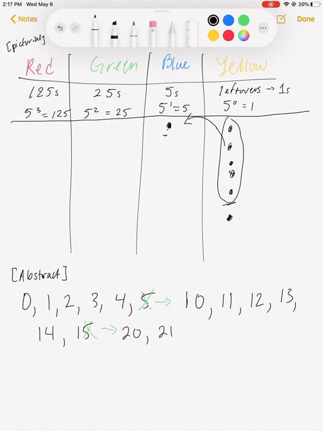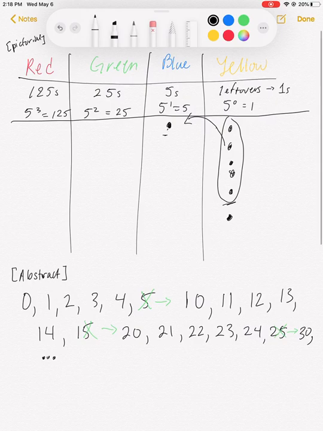2, 1, base 5. 2, 2, base 5, 2, 3, base 5, 2, 4, base 5, 2, 5, base 5. Now 2, 5, base 5 doesn't count, so we cross that out, and we get 3, 0, base 5. And that goes on until we get to 4, 3, base 5, 4, 4, base 5, and 4, 5, base 5.